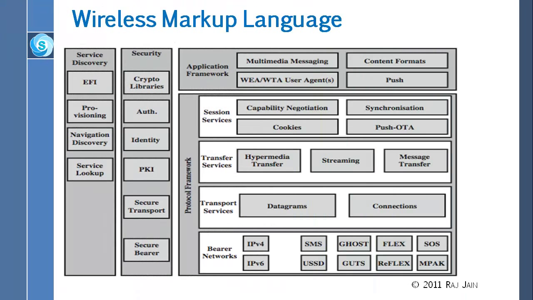Talking about security, WAP has quite a bit of framework here, but the key thing to notice is this column. It has cryptographic libraries, authentication, identity, PKI, transport security, which is like SSL, and secure bearer. Bearer is the wireless part, even below the data link. All right, and the rest of it is the normal application. So there is nothing special here.